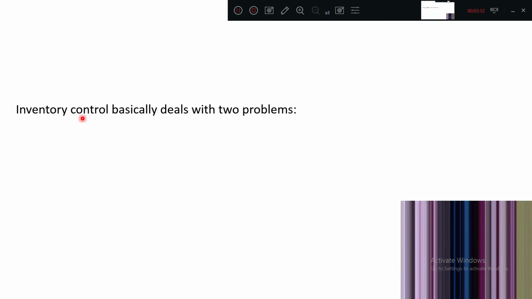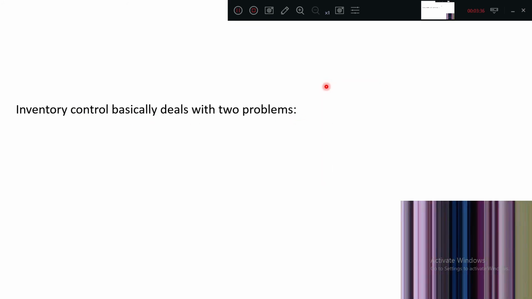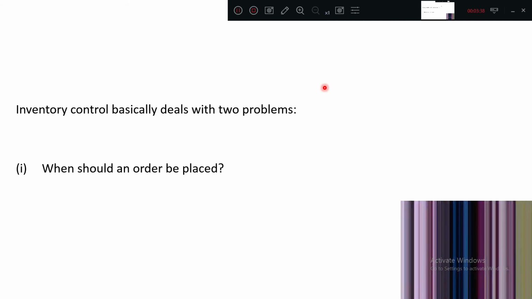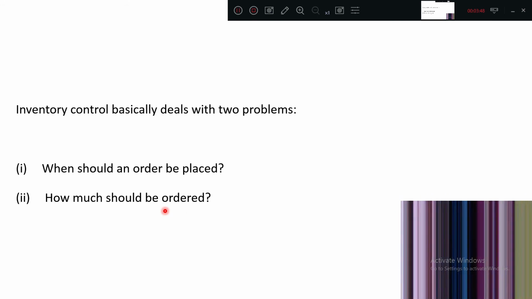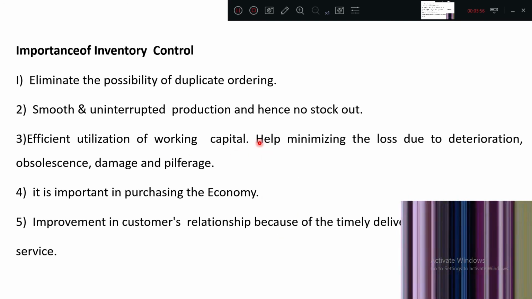Okay, inventory control basically deals with two problems. What are those two problems? Okay, when should an order be placed? Today, 3 weeks after, 1 month after, when should it be placed? That is the major thing. How much should be ordered? Okay, 1 ton of cement, 1.5 tons of cement. So these two things are very important in inventory control.